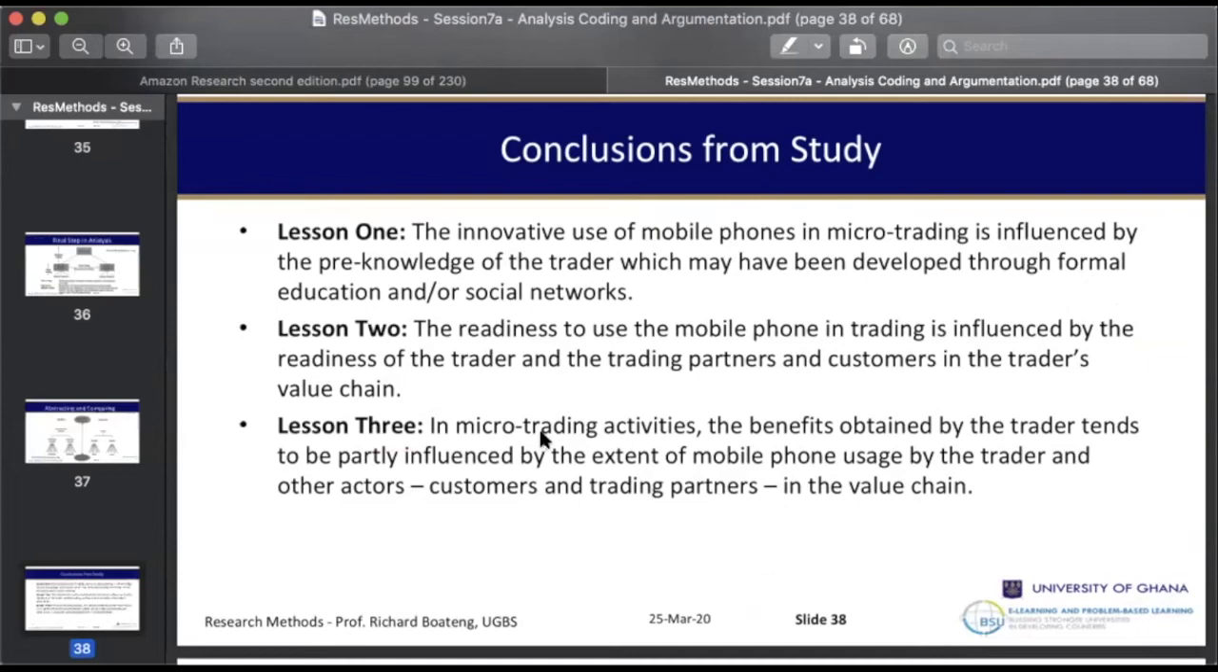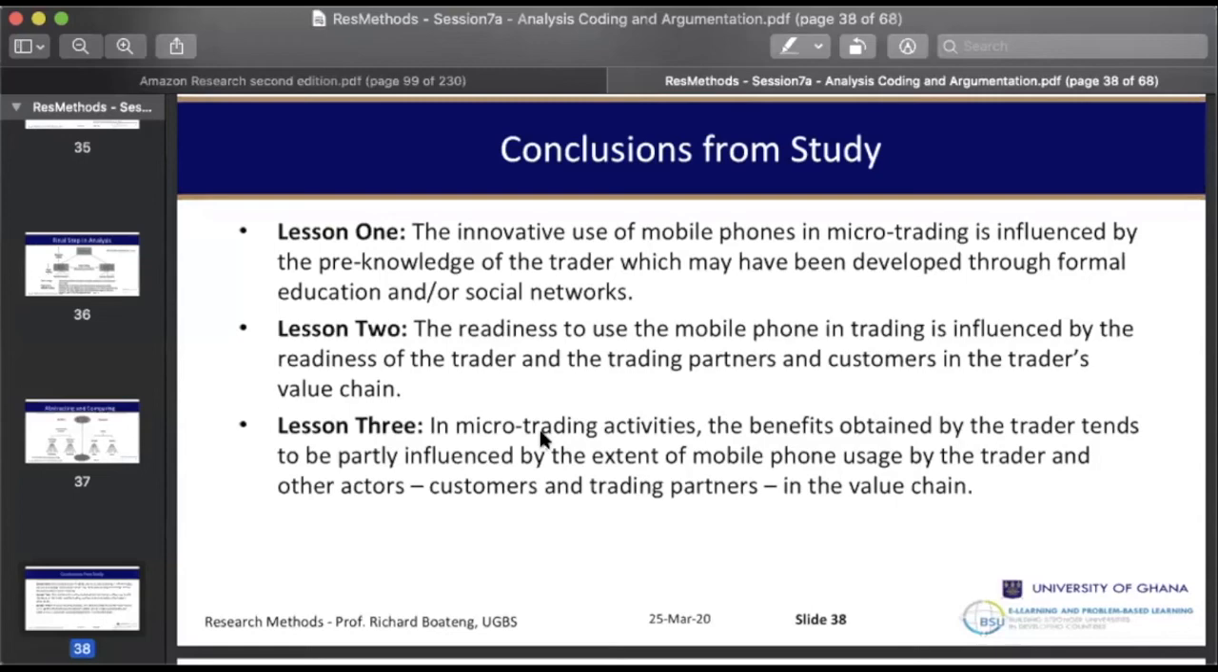Number two, the readiness to use a mobile phone in trading is influenced by the readiness of the trader and the trading partners and customers in the trader's value chain. Remember, I mentioned that we are not trying to develop hypotheses, we are developing propositions, which is much more wordy than the other one. We are not looking at the relationship between the two variables. We are doing more than that. Lesson three, in micro trading activities, the results obtained by the trader tend to be partly influenced by the extent of mobile usage by the trader and other actors, being customers and trading partners in the value chain.